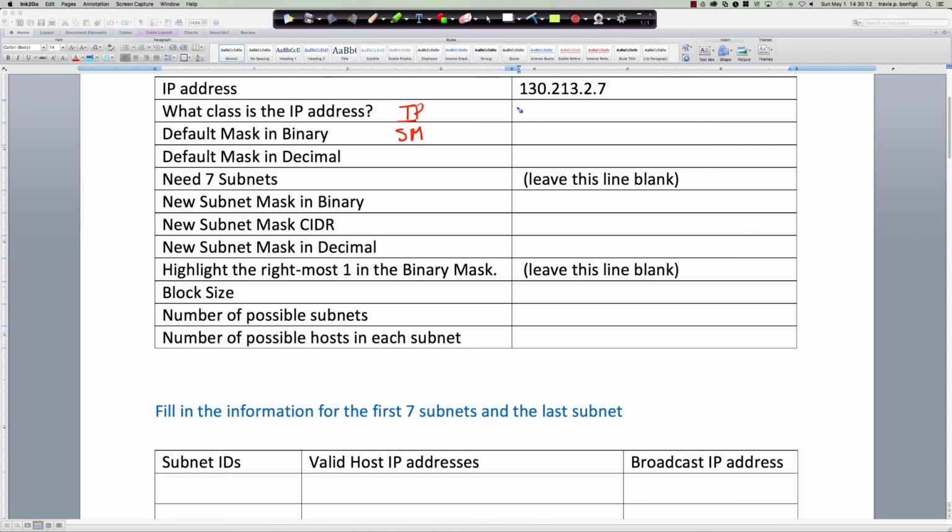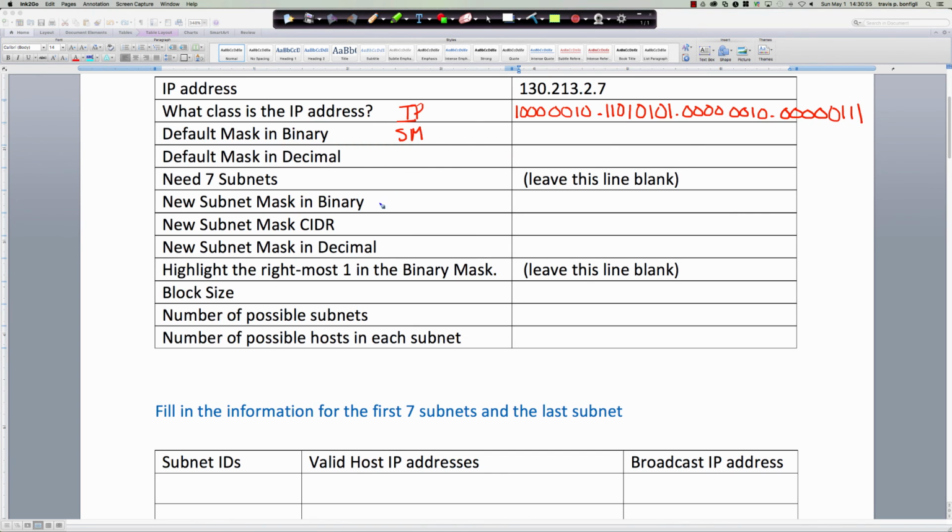So 130, well, it would be 128.0.0.0, and then 0.0.1.0. 4, 5, 6, 7, 8. That's 130. Dot, we need 213. So 128, 192, that would be 224. So that's going to be a 0. So 192 and 16 is going to be 208. We only need 5 more. So 0, 1, 0, 1. And then we've got 2, right? That's pretty easy. 1, 2, 3, 4. And then 7. Same thing, pretty straightforward. 1, 2, 3, 4. And then 0, 1, 1, 1.